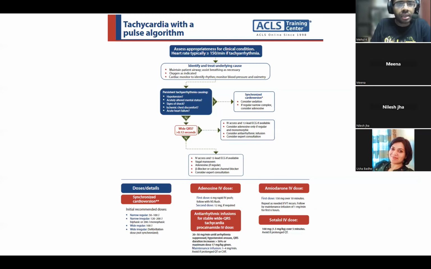But otherwise, always look for the signs of instability: hypotension, altered sensorium, signs of shock, ischemic chest pain, and heart failure. If it is there, then you're going to the electrical cardioversion pathway. Otherwise, if it's not there and the patient is stable, then you can start considering different types of medication depending on the arrhythmia that you have in front of you.